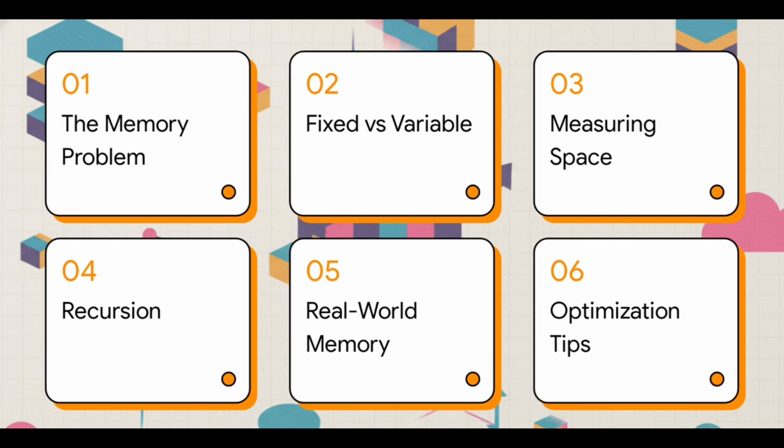To tackle this, here's our roadmap for today. We'll define the memory problem, compare fixed versus variable memory, measure space with big O notation, check out the hidden traps of recursion, explore real-world management, and then wrap up with 5 tips to optimize your code.